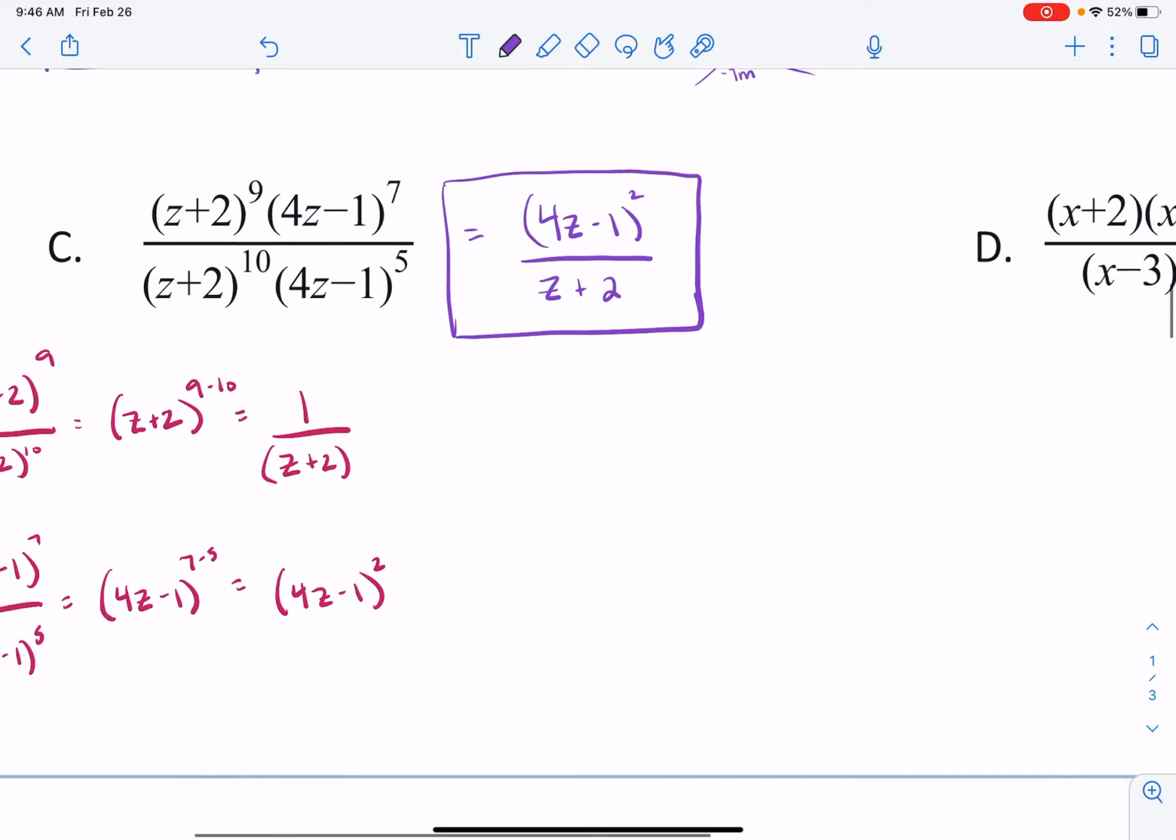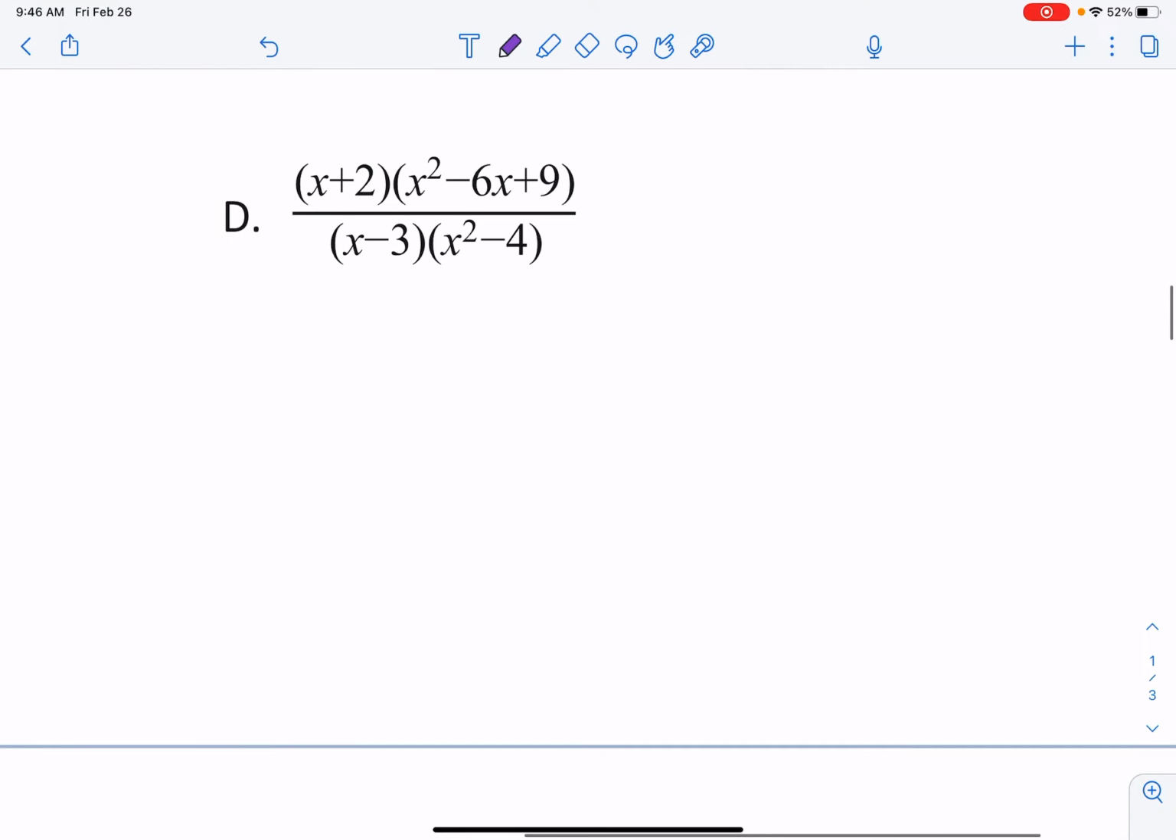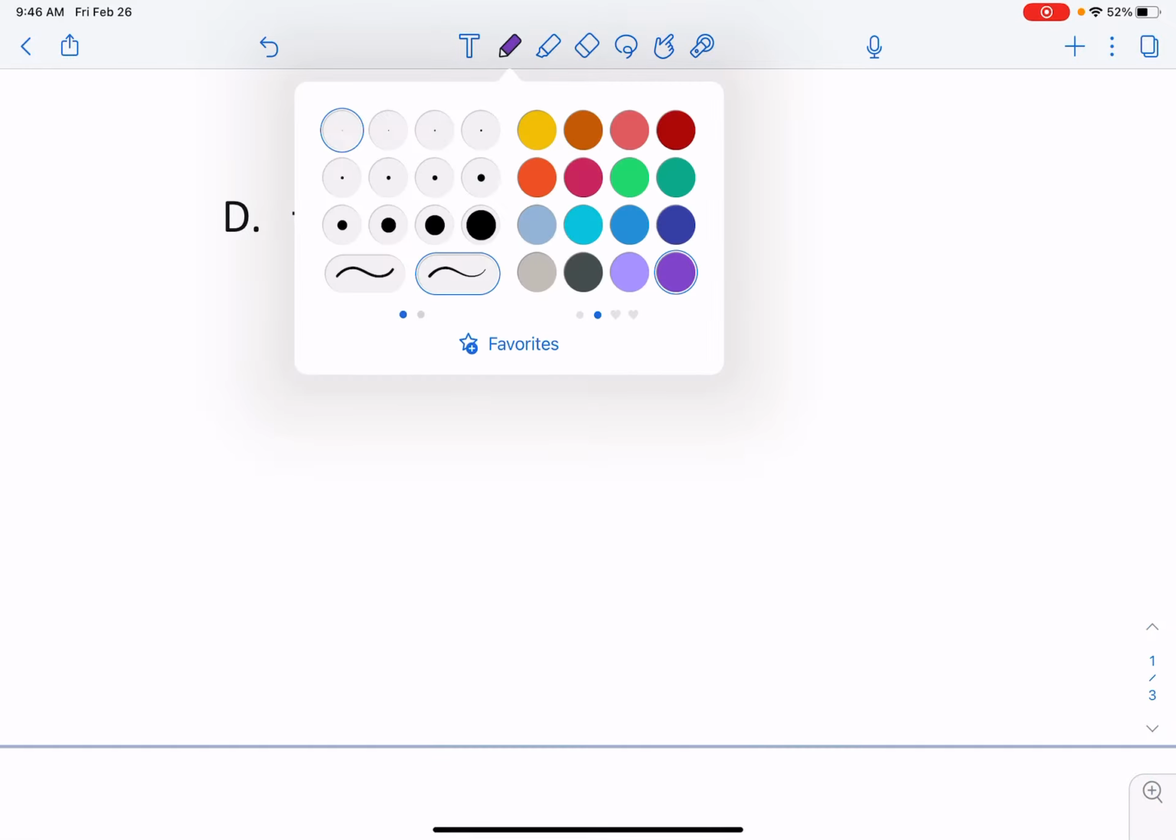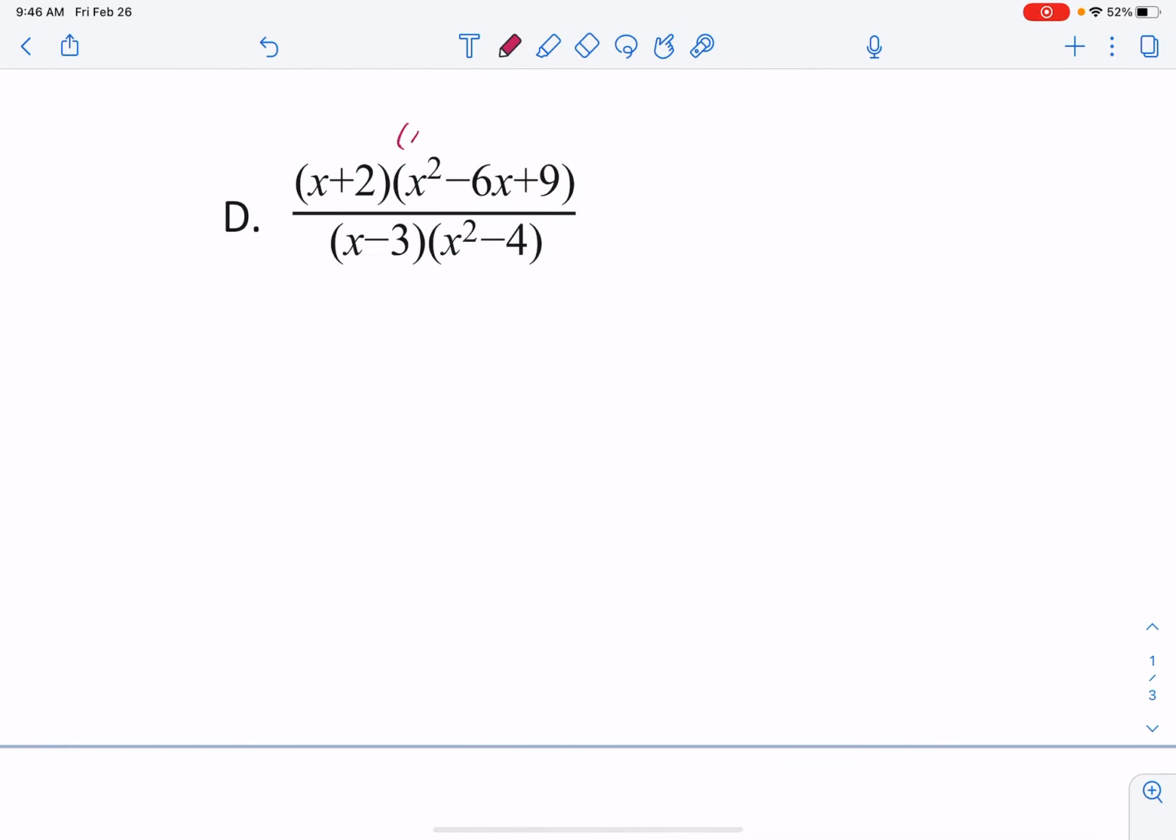All right, letter D. I do see we've got some factoring to do here. So let's make some changes. So what multiplies to be 9 but adds or subtracts to be negative 6? I think that would be minus 3 and minus 3, because negative 3 times negative 3 is 9, and negative 3 minus 3 is negative 6.